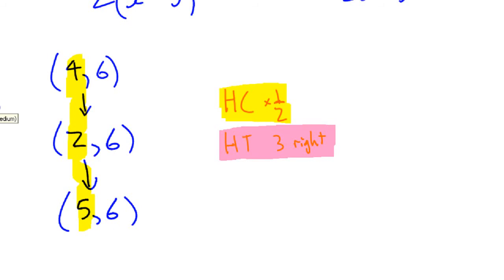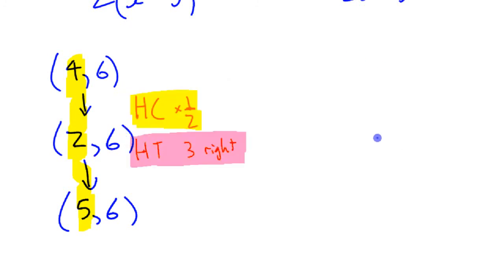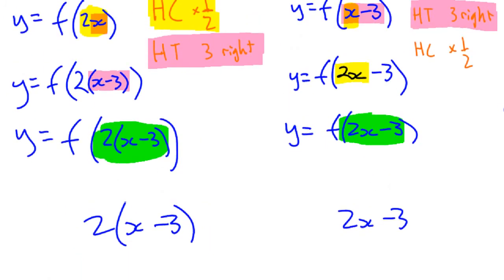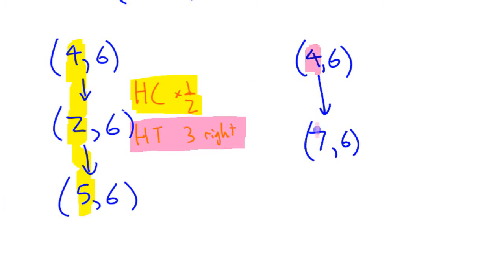If we do it in the reverse order, which was the other way around, we can just do it without writing it again. If we start with 4, 6, if we do our 3 to the right first, that point is going to go to 7, 6, right? That point goes to 7, 6, 4 goes to 7. That was our 3 to the right. And then if we took that point and now did a horizontal compression by a half, this is going to go to 3.5. It's definitely different, right? It ends up in a different spot.